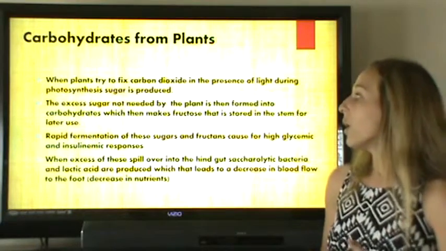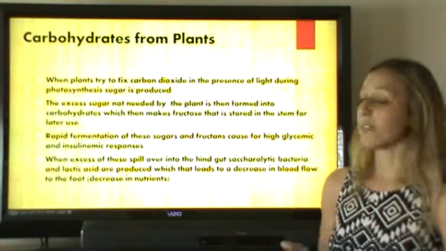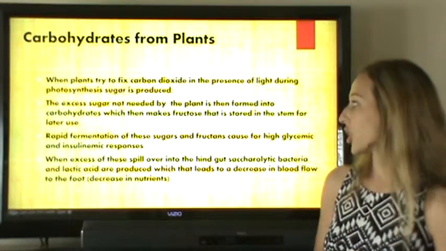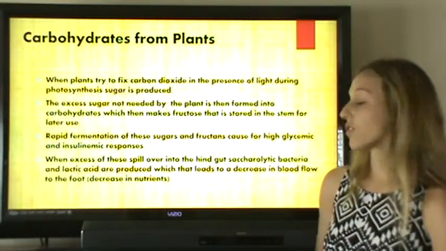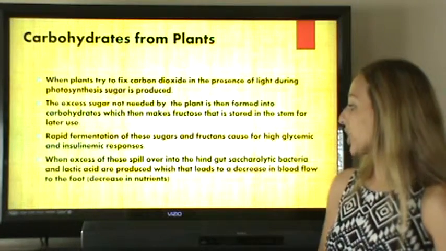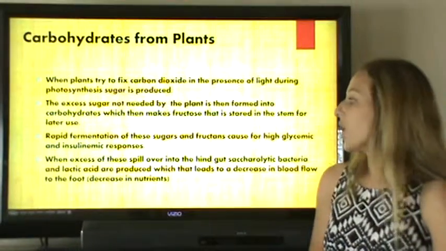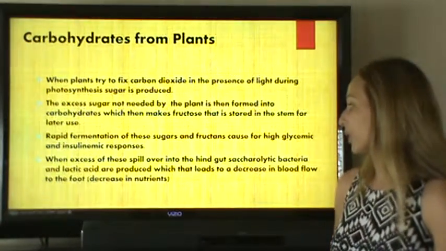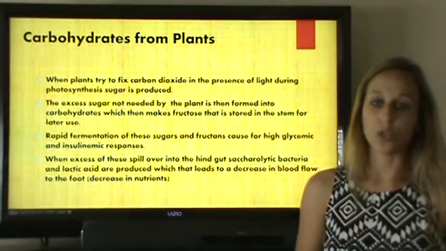Plants try to fix carbon dioxide during photosynthesis in the presence of light, and when they do this, sugar is produced. But when there is excess sugar that is not needed by the plant, it will then form carbohydrates, which then make fructans that are stored for later use by the plant. And then the rapid fermentation of these sugars and fructans causes high glycemic and insulinemic responses. When the excess of these spills over into the hindgut, bacteria and lactic acid are produced, and this leads to a decrease in blood flow to the foot, which means a decrease in nutrients also.